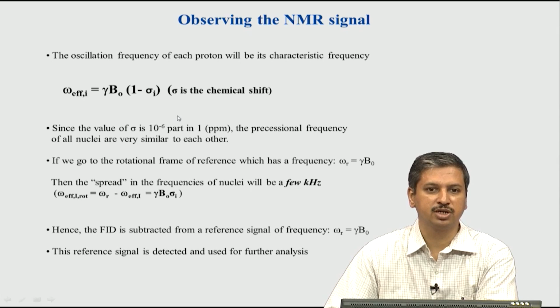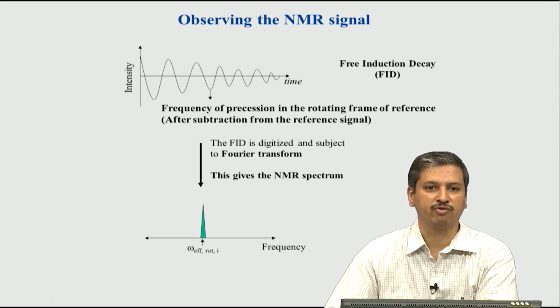So you can have a positive deviation or negative deviation, or it can be 0. Zero means the reference signal is exactly the same frequency as your spin, and therefore the spin does not experience any oscillation in that frame. So remember again, it is all frame dependent. We are always using what is called the rotating frame. The whole NMR technique is built around this concept of the rotating frame of reference. Now let us come back to this FID. Once I subtract, this is what is written here: the frequency of precession in the rotating frame of reference is the signal subtracted from the reference signal. After subtracting, you will get a remaining oscillation.